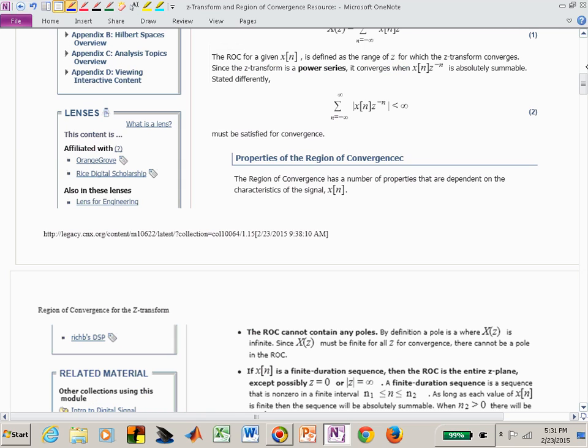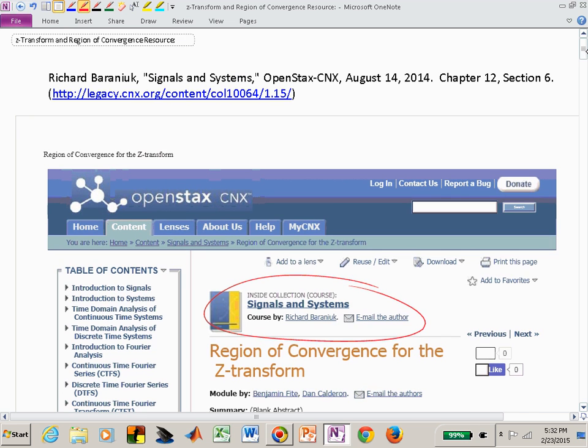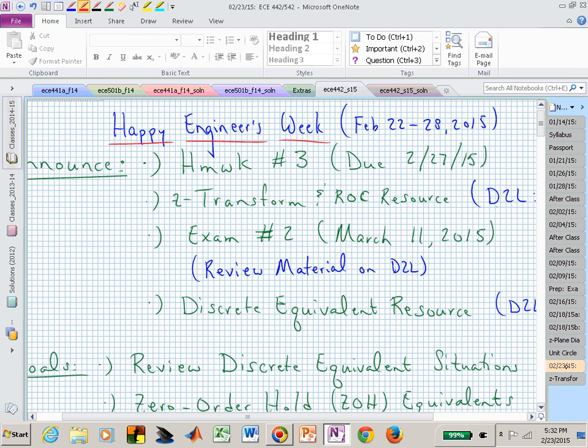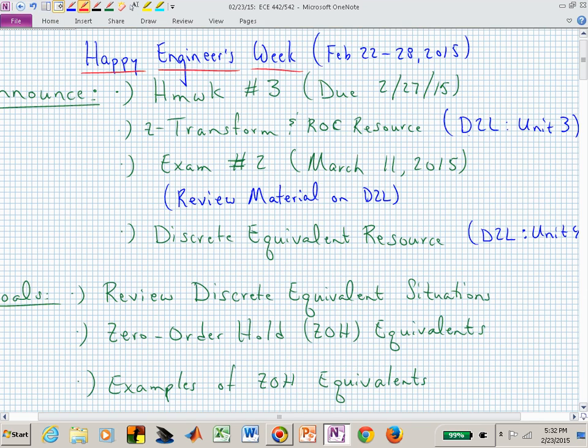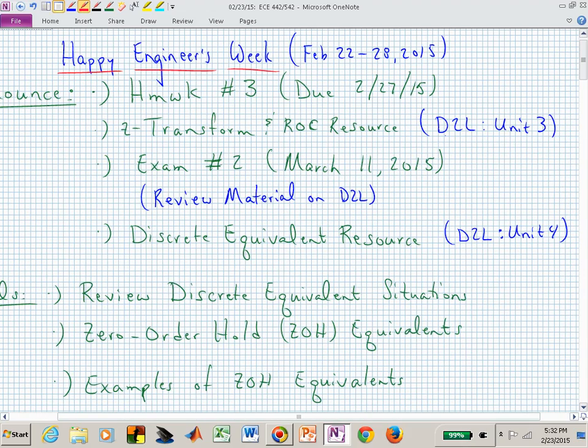And this book is actually a signals and systems book, and you will find a lot of other information in there if you want, and you can download the entire PDF if you so desire. This is the link to that, and it is on D2L, that link for you to use. That's the resource for the Z-transforms and the region of convergence.